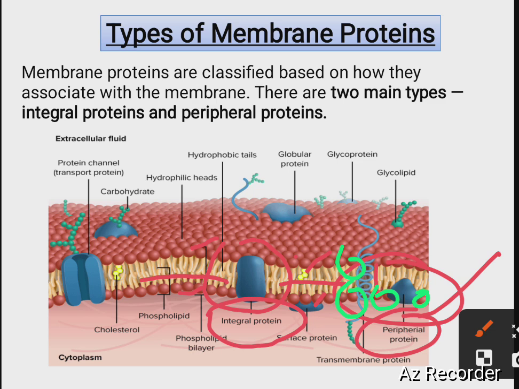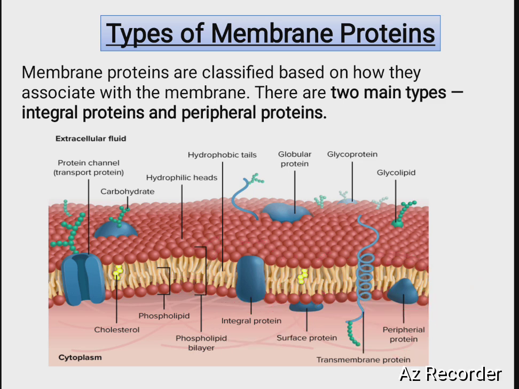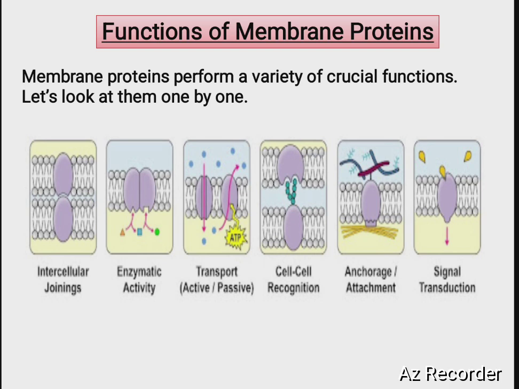They help maintain main functions, that is cell shape, anchored to the cytoskeleton, and even assist in the cell signaling process. These are the main two types of membrane proteins. Next, functions of membrane proteins.